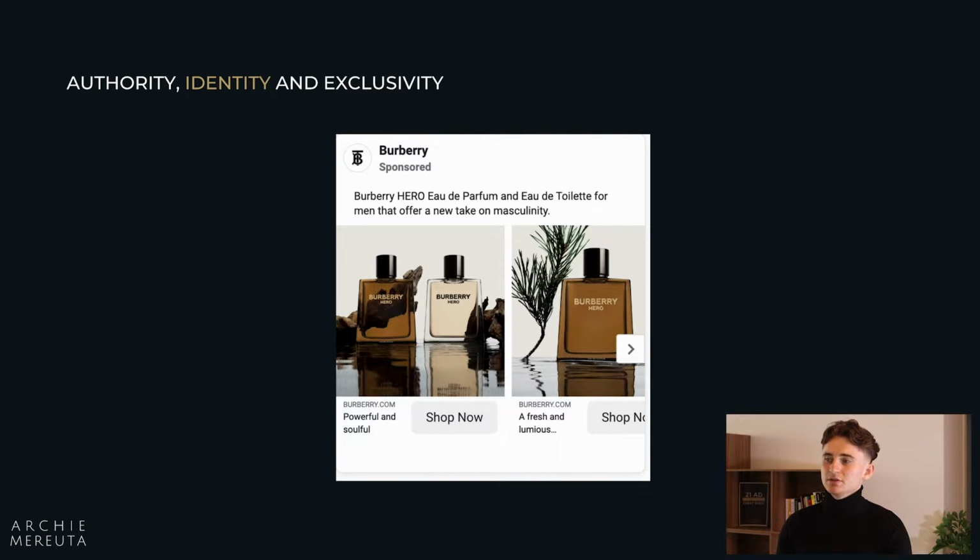Burberry Hero, the perfume and the toilette. Now I'm not very good at pronouncing this, probably this is French. Anyways, here we see that they say "for men" that offer a new take on masculinity. So pretty much this is the blueprint. You want to have your copy and then say "for," and then afterwards you want to talk about the identity, the person, the target market, the ideal customer that you want to reach.